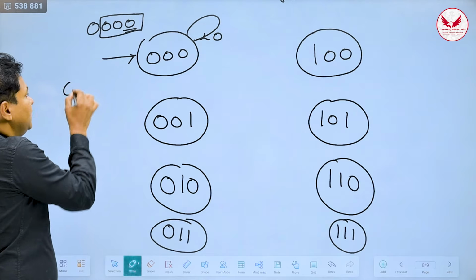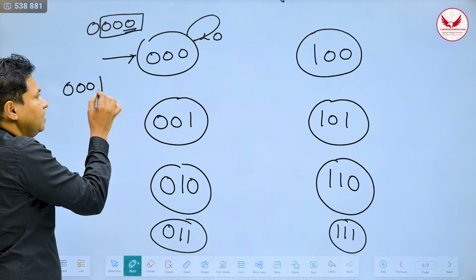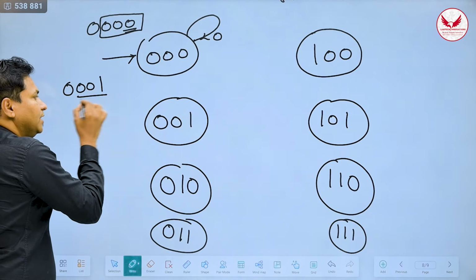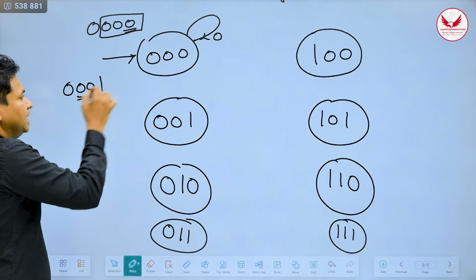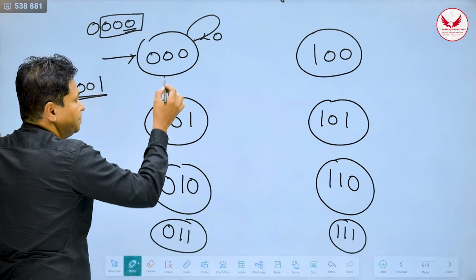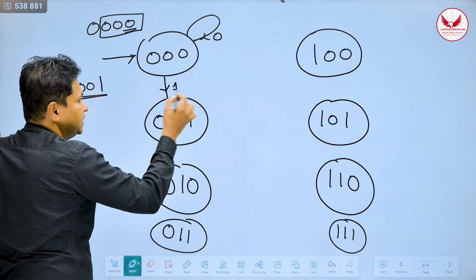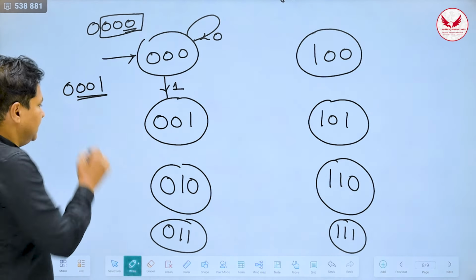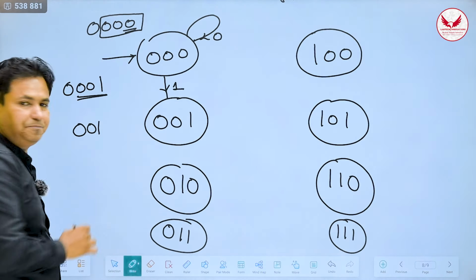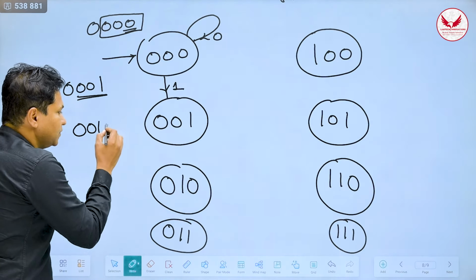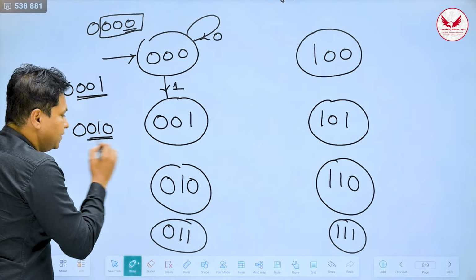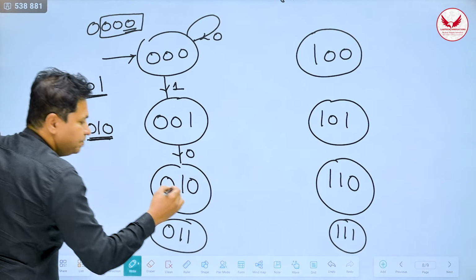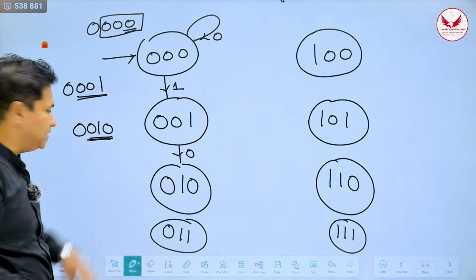Next 0, 0, 0. If I process 1 in this particular state, now only 3 bits you are going to consider. In which state will I move? I will move into the next state by processing 1, that is 0 0 1. Now consider this state, 0 0 1. In this state, if I process 0, now you are going to consider 3 bits. In which state am I going to move? I am going to move into the state 0 1 0 by processing 0.